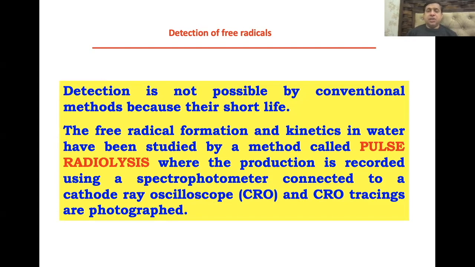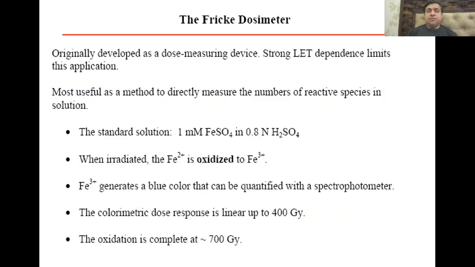Now, the Fricke dosimeter is another technique which is normally used by radiation physics people to calibrate the radiation sources. Originally it was developed as a dose measuring device. Then the strong linear dependence of this application was found to be most useful as a method to directly measure the number of reactive species formed in the reaction.